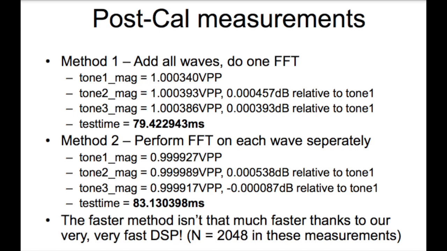You can add them together and then do one FFT. And so here we show that the Tone 1 mag is 1.00034 volts peak to peak. And tone 2, that is the 15 megahertz, is 393 volts peak to peak, and what the relative value is.